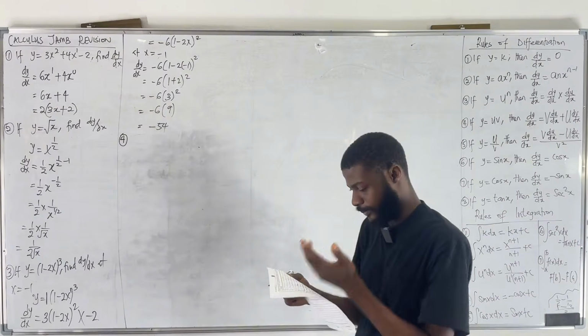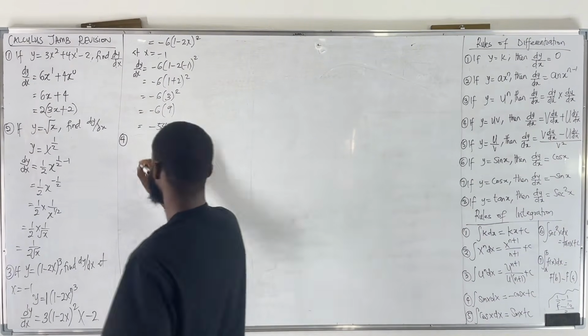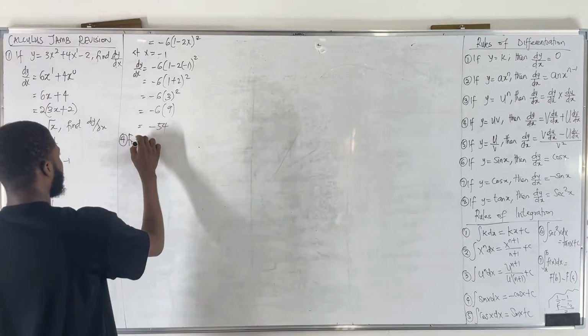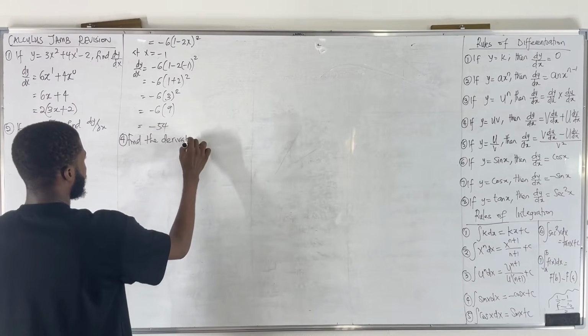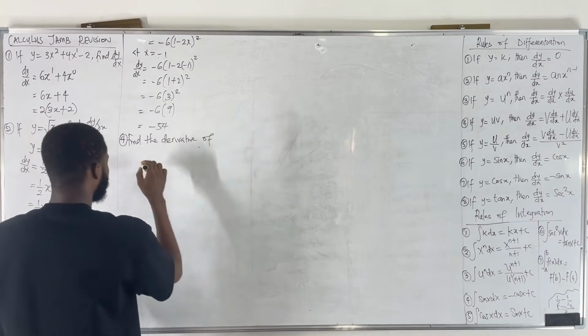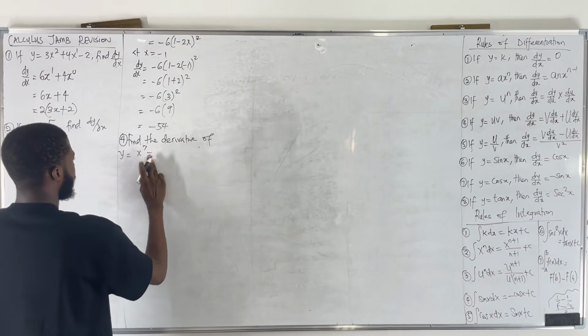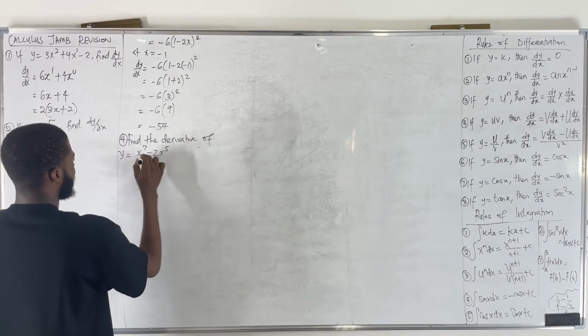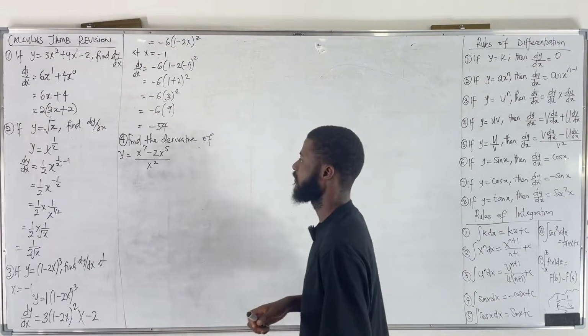Question number 4. All right. So we have this. To find the derivative of y equal x to the power of 7 minus 2x to the power of 5 over x squared. All right, so this is what we have.